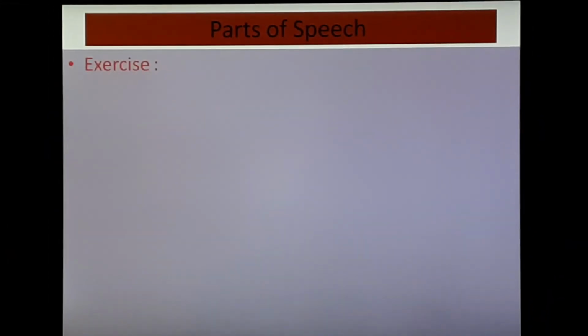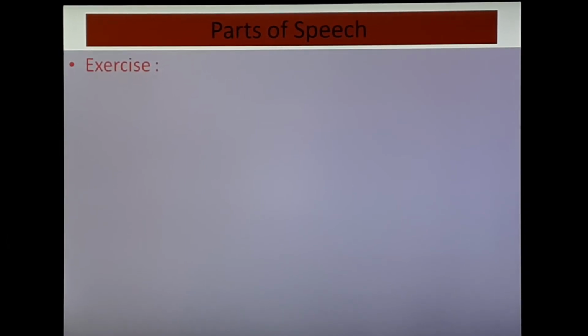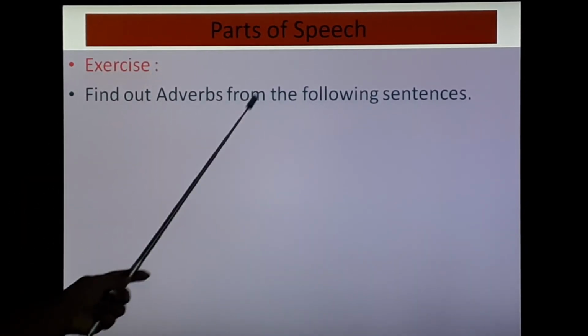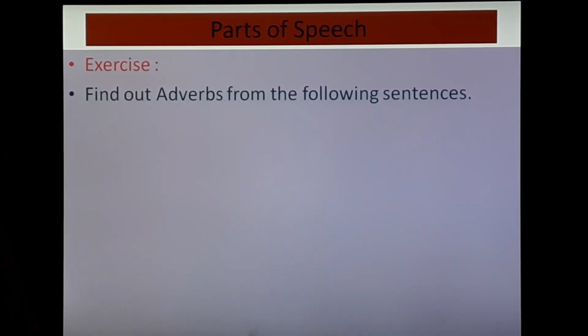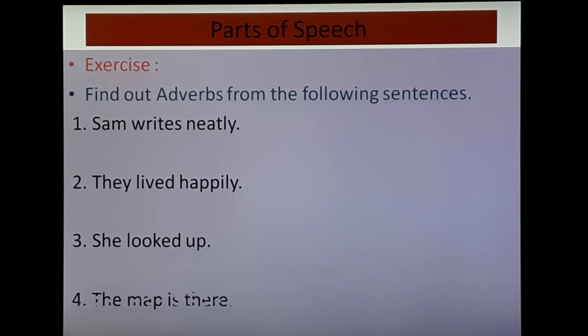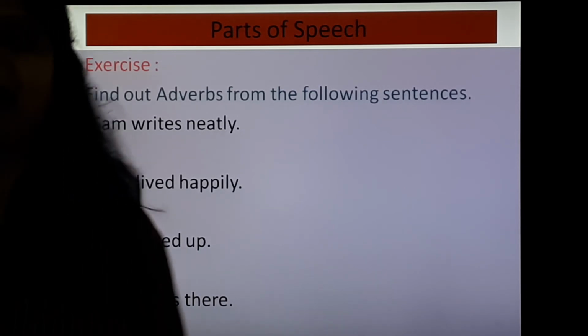Hope you understood well. Now let's do an exercise. Find out adverbs from the following sentences. Four sentences are mentioned. You have to find out what the adverbs are. So do it now, then we will check the answers.